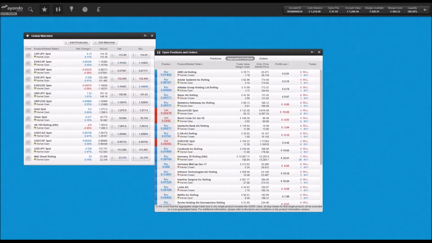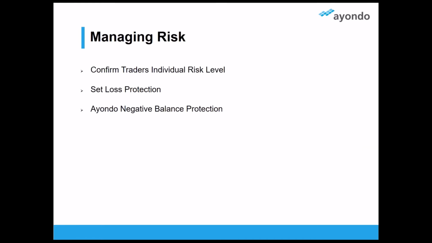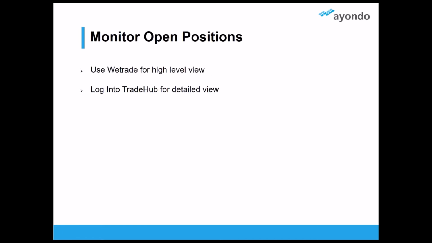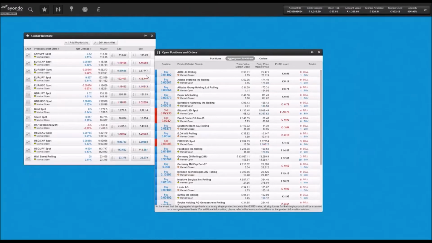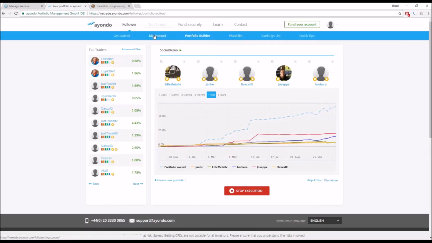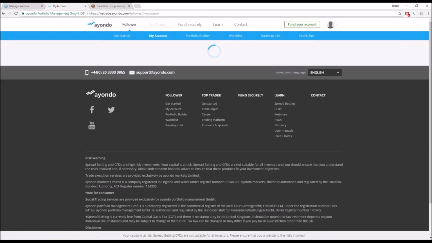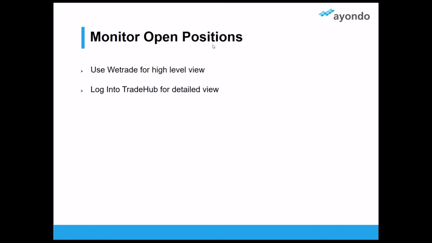Let's just flip back to the PowerPoint for a minute. So we've done that. We've built our portfolio, set risk levels, executed on a live account. You can manage the risk. We did all of that. The negative balance protection. You can use WeTrade for the high level view, the big top-down view. And if you want to get into real detail, it's really easy to flip over and log into TradeHub for a detail view.